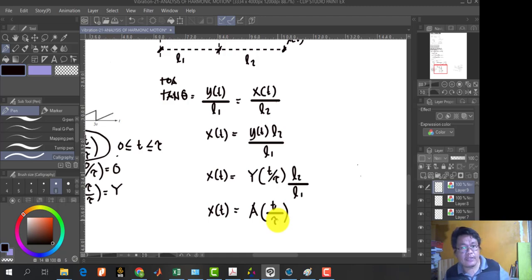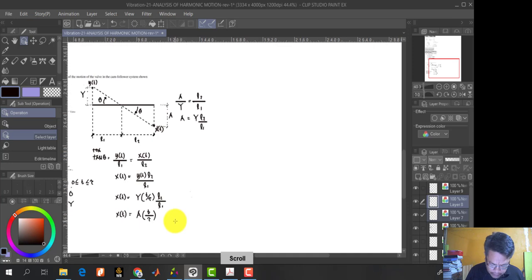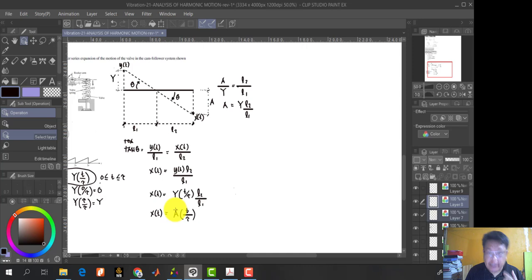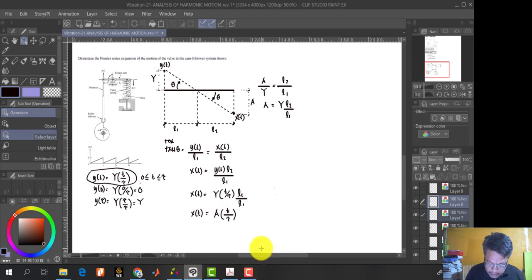So I can represent my x, function of time, with this equation, which is a times my time, divided by my amplitude. Now we have defined the function of our motion, x, the function of time. So that defines the motion of our cam follower, right? So we have the function already.